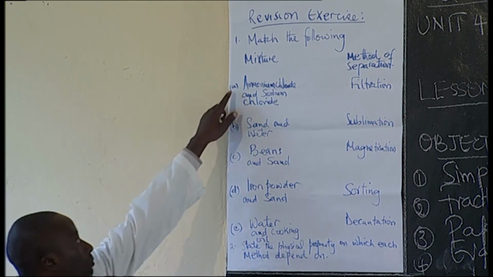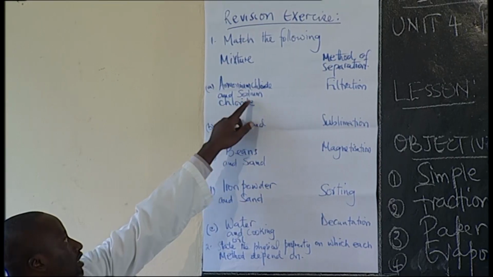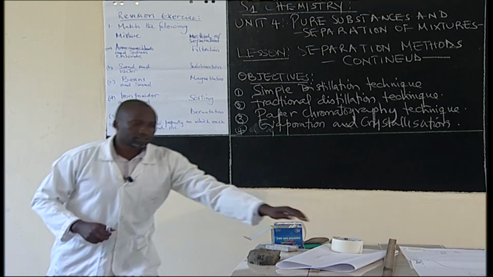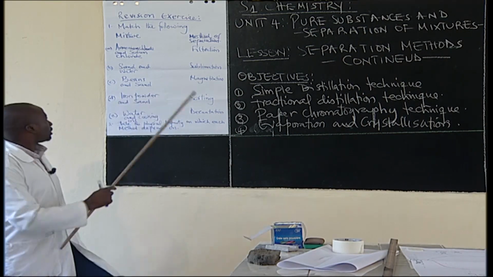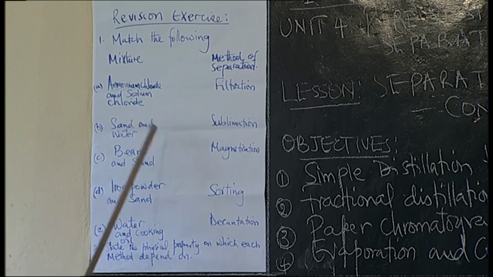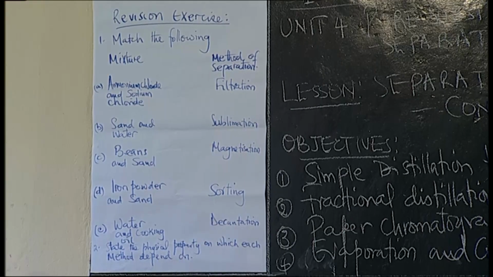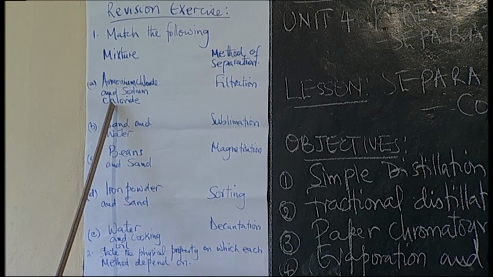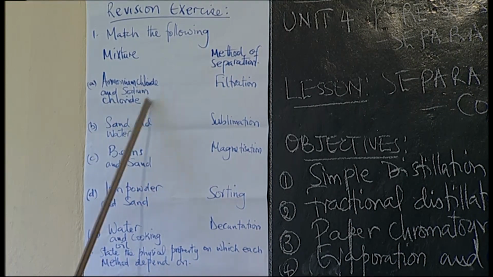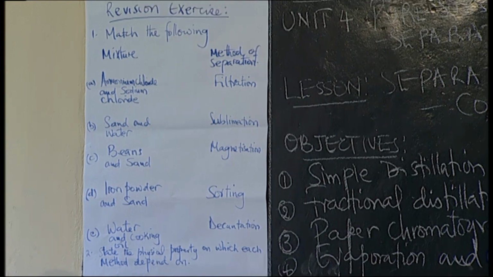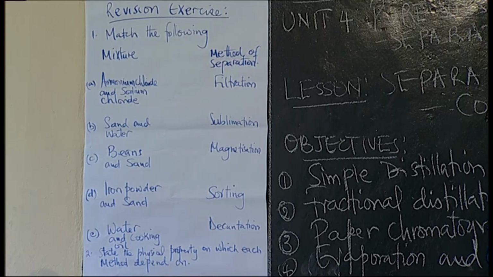So when we look at part A, it is ammonium chloride with sodium chloride. Ammonium chloride with sodium chloride. And then we're asked to look at the methods among all these methods. These are the methods that are used. And then we see which method we match this one with, the method that can be used to separate this mixture. I'll just give you a few seconds to do that.